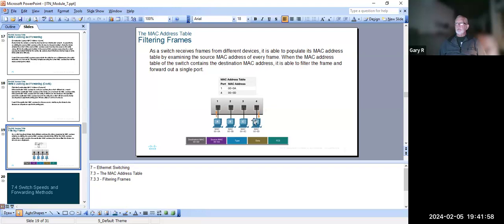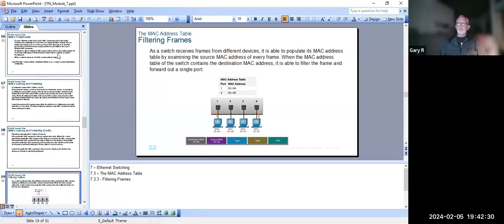If this machine over here, 000D, responds back to 000A, or the machine A, the switch will not forward that return frame out these ports because it knows from its MAC address table that 000A lives right there. But if it did not know where it was, it would send it out these others as well.